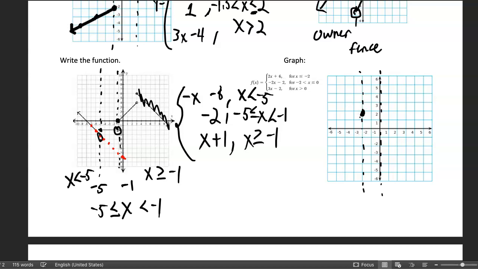And now we go backwards, so we make our slope. So we go up 2 over 2, or in this case we're going the wrong way, so we go down 2 over 2. And that's our line.